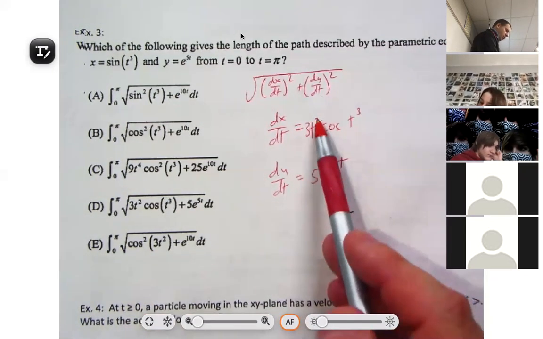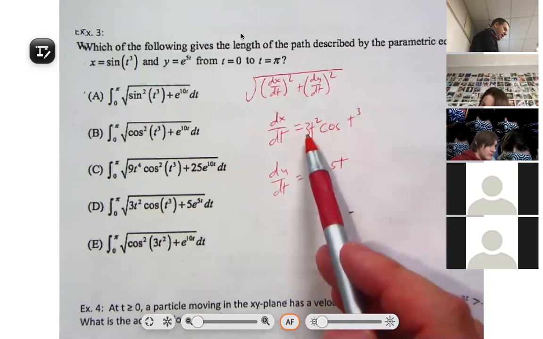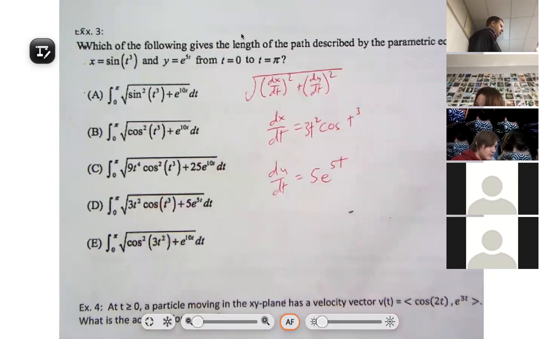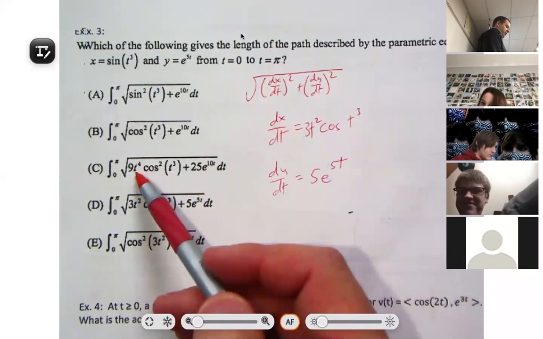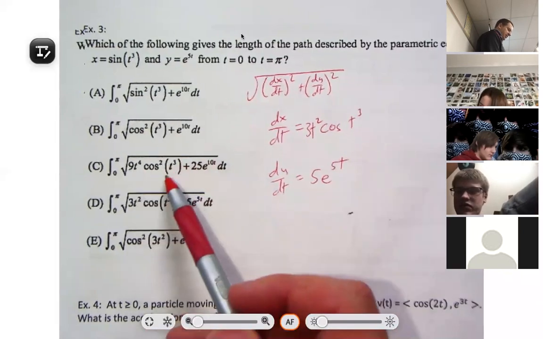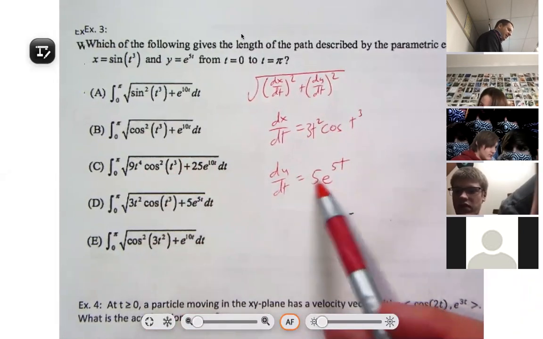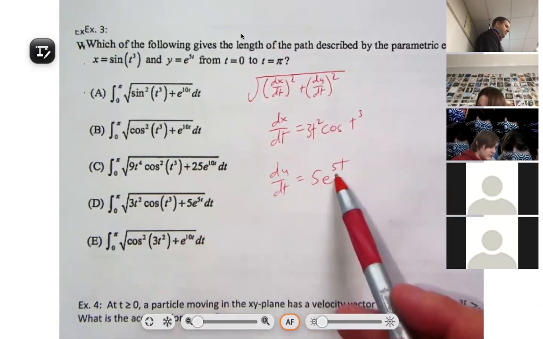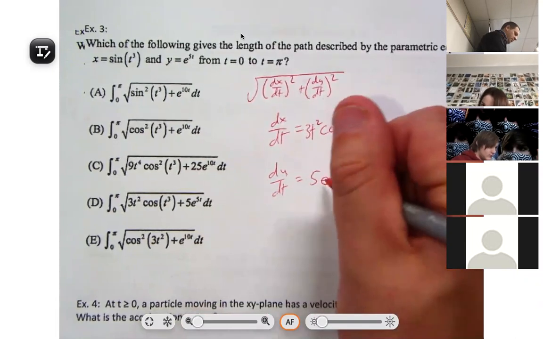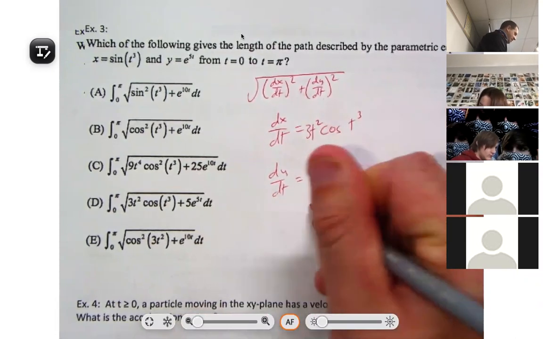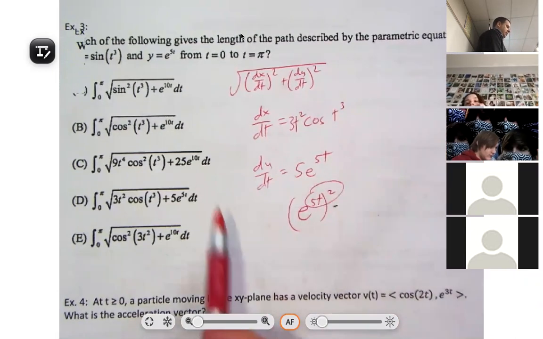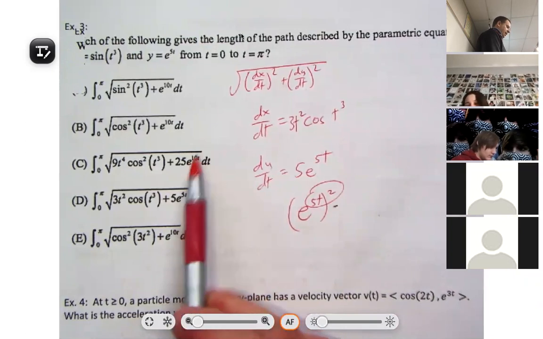So let's see. If I square dx dt, I would get 9t to the 4th. So that gives me my answer. You know, you can look ahead at the choices. You square this part, you get 9t to the 4th. There's only one of those, but you could double check all the rest. If you square 5e to the 5t, you'd square the 5, so 25. And if you square e to the 5t, this is just going back to algebra 1, e to the 5t squared, you would just multiply your powers. And that's why it's e to the 10t. So C.